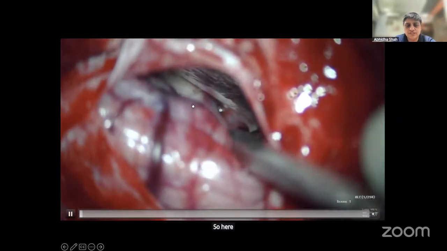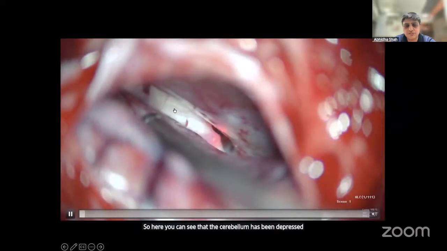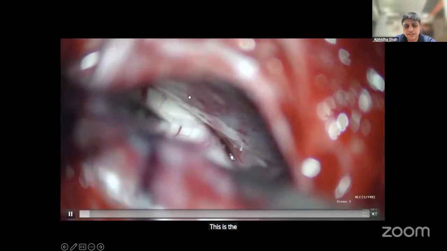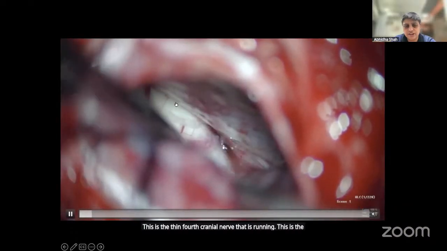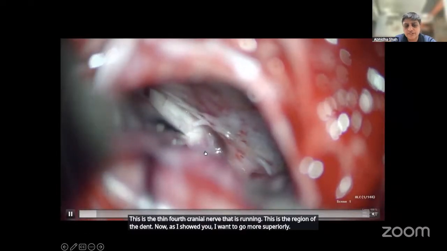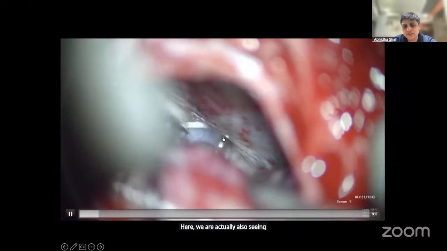So here you can see that the cerebellum has been depressed. You see the 4th cranial nerve here. You can see it. This is the thin 4th cranial nerve that is running. This is the region of the tent. Now, as I showed you, I want to go more superiorly. Here, we are actually also seeing the anterior aspect of the brainstem.